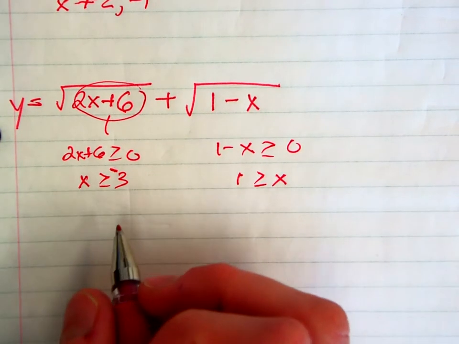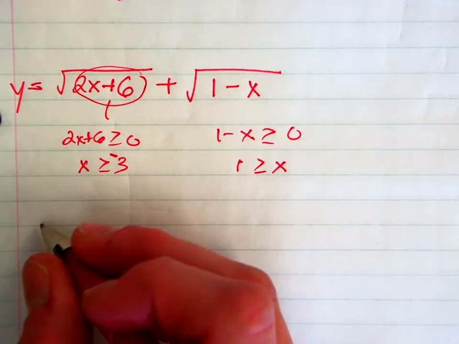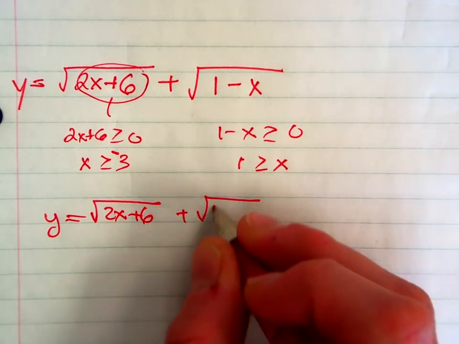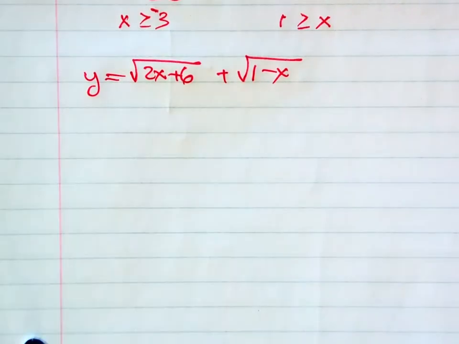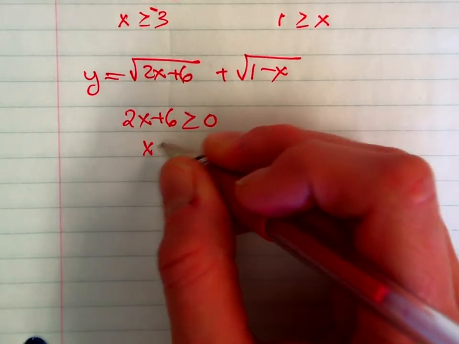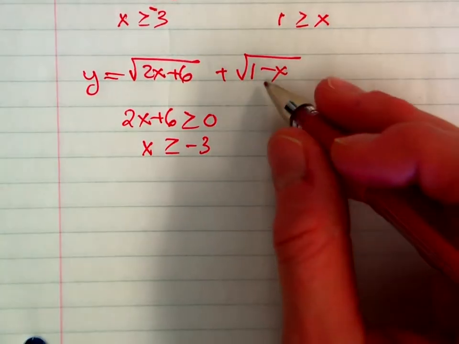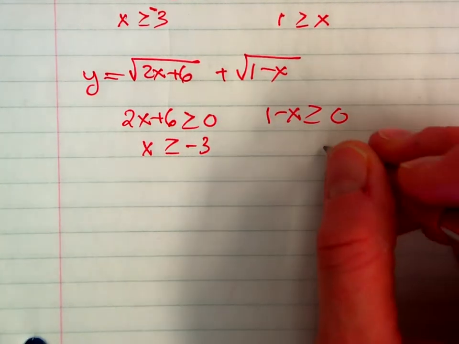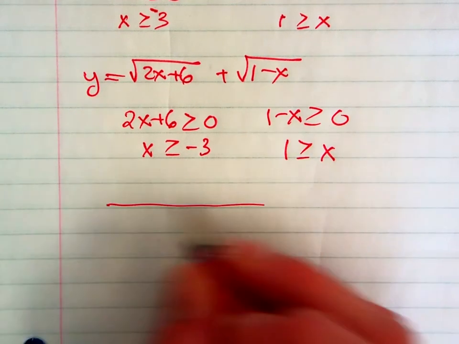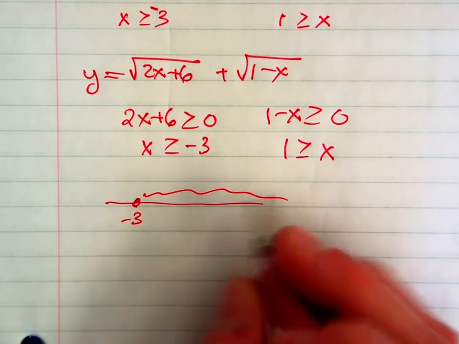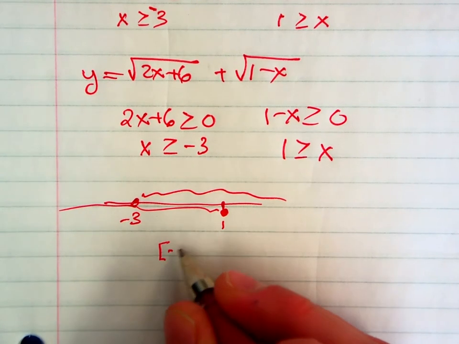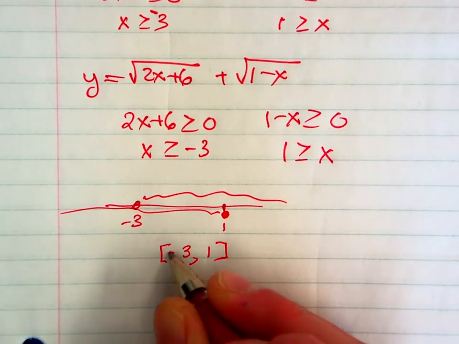So if x is greater than, let's just start this over. y equals the square root of 2x plus 6 plus the square root of 1 minus x. I wrote the problem wrong. So this tells me that 2x plus 6 must be greater than 0, so x has to be greater than negative 3. And this tells me 1 minus x is greater than 0, so x has to be less than 1. So if x has to be greater than negative 3 and less than 1, then that means that the domain would be negative 3 to 1.